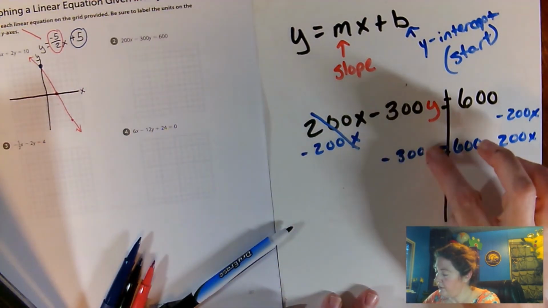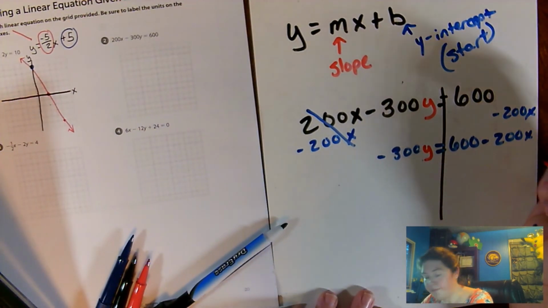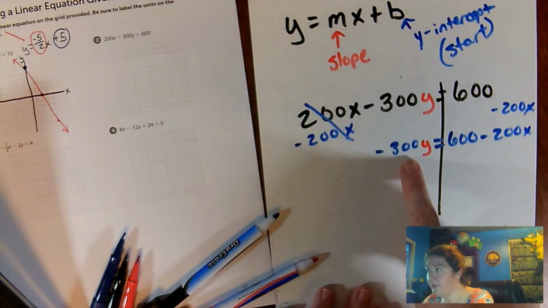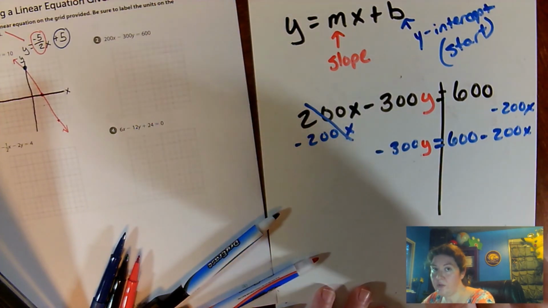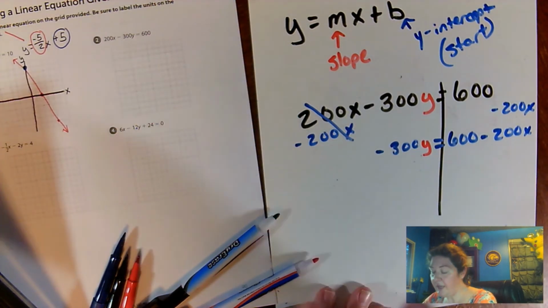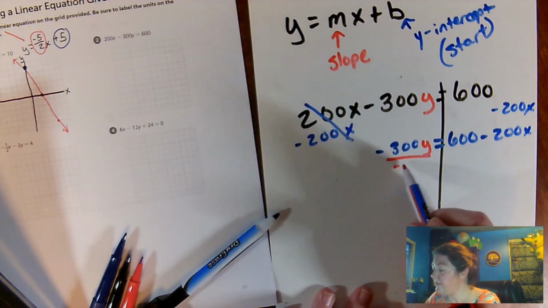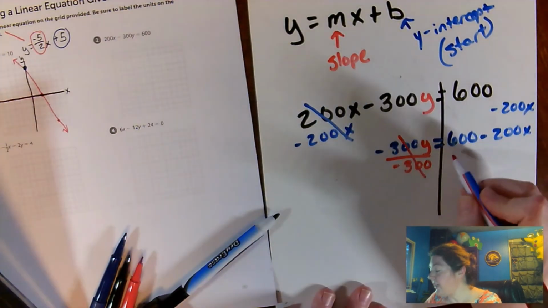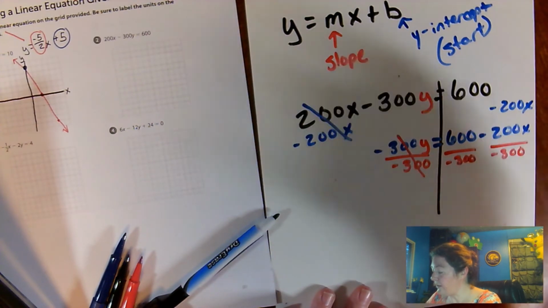Alright? Let's look. Is Mr. Y happy? Nope. Not yet. We've still got some work to do. Who's bugging Mr. Y? Well, negative 300 is. What operation is happening between negative 300 and y? They're smushed. They're being multiplied. How do I undo multiplication? I undo multiplication with division. So I'm going to divide by negative 300. What I do to one side, I have to do to everything on the other side.